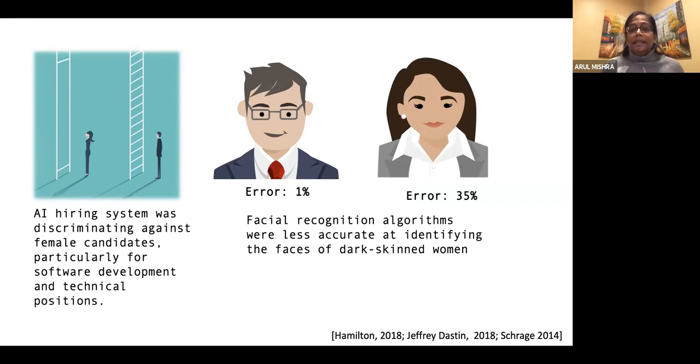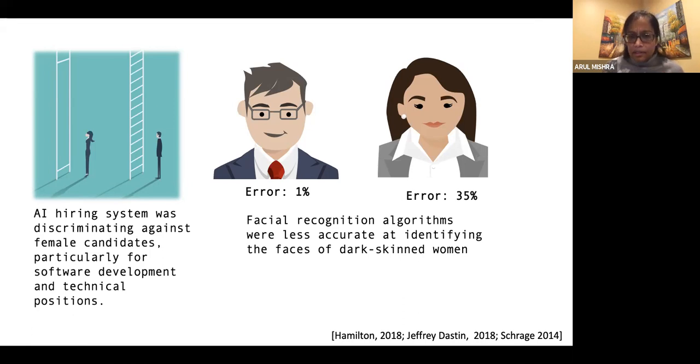What was happening is that these algorithms, and I'll talk about why this might be happening later, were less accurate at identifying darker skinned faces and also faces of women compared to lighter skinned faces and faces of men. So somewhere their output or their predictions were having more errors for certain groups. That means their output was biased for some group versus against some group. But if this is true, that means their predictions were not equitable across all groups.